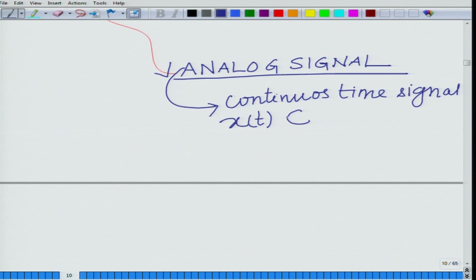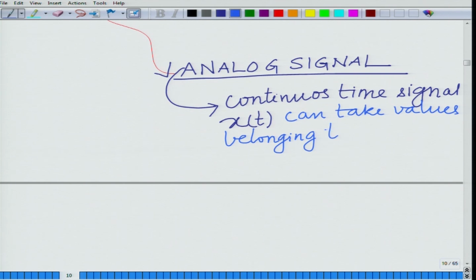which can take values, that is, it belongs to (a, b), that is, it can take any value belonging to an interval. Alright, it can take values over a continuous interval. Okay, so such a signal, which is a continuous time signal, is termed as an analog signal.